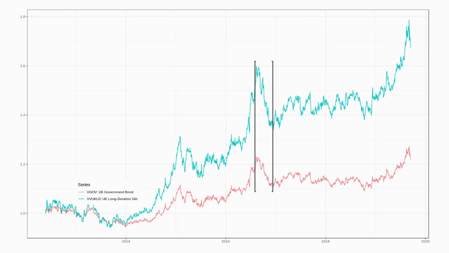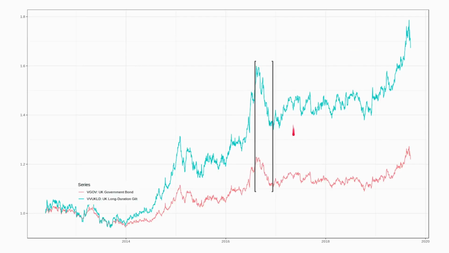So here I've compared 2 bond funds. In red, we've got a normal gilt fund, which contains gilts of all maturities. But in green, we've got a long duration gilt fund. Notice how the volatility is much higher than it is for a normal gilt fund, but the return is also higher over the long term. And that's the compensation we get for taking that term risk.